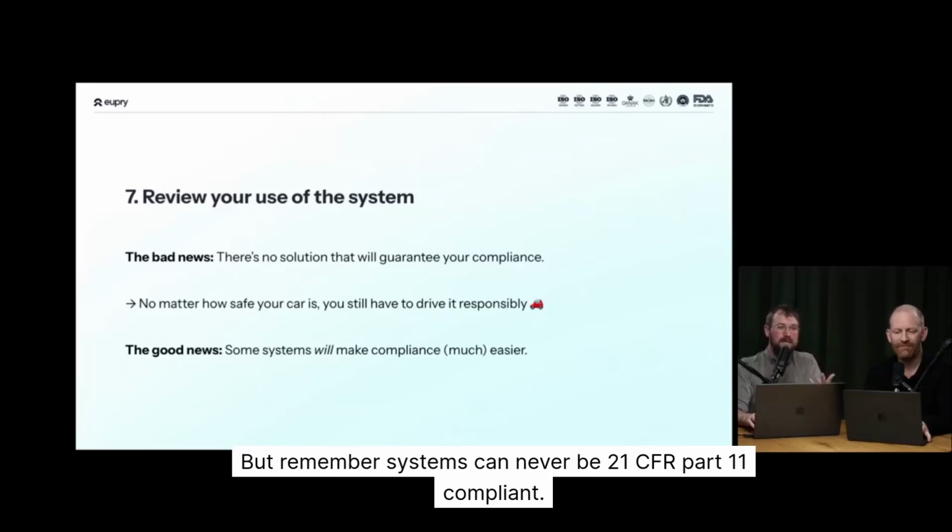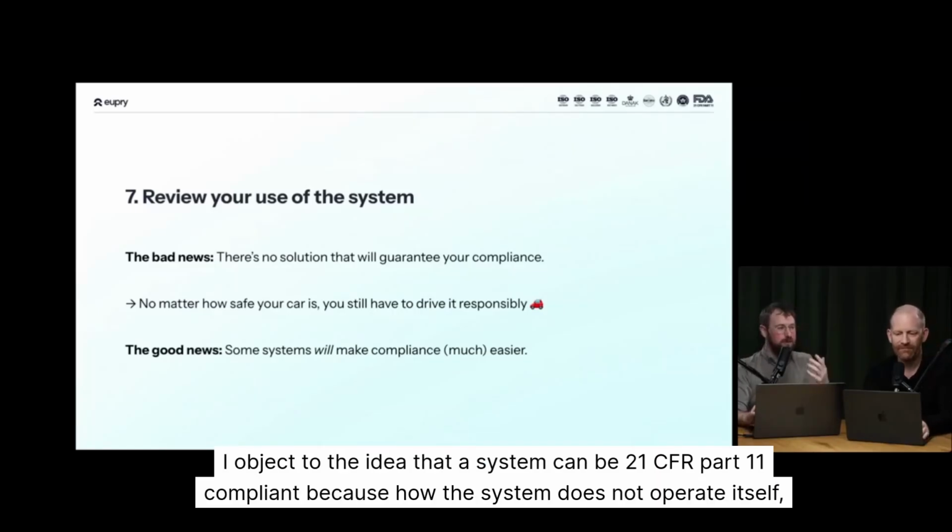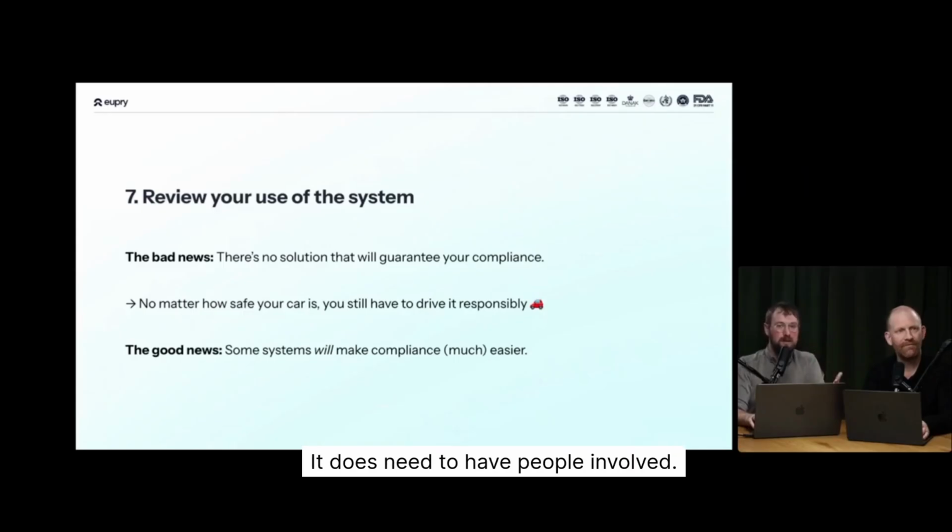But remember, systems can never be 21 CFR Part 11 compliant. I object to the idea that a system can be 21 CFR Part 11 compliant, because the system does not operate itself. It does have to have configuration. It does need to have people involved.